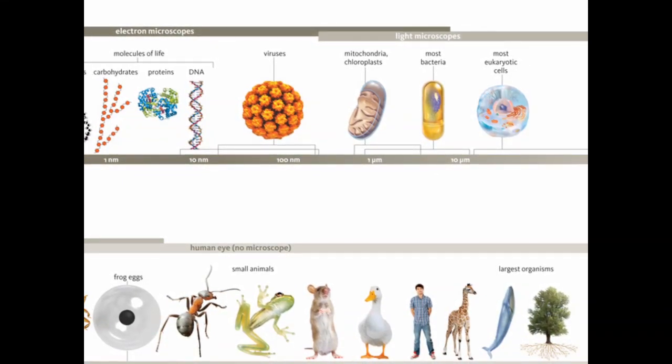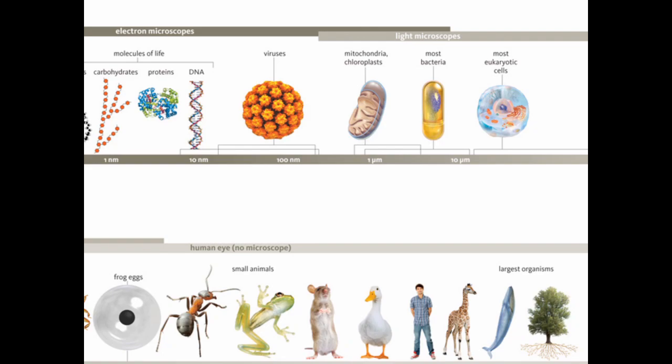So we are in the range of micrometers. And then bacterial cells, another type of cells, are smaller. They are around 10 to 100 times smaller than eukaryotic cells. So the cells have a really large range of sizes.